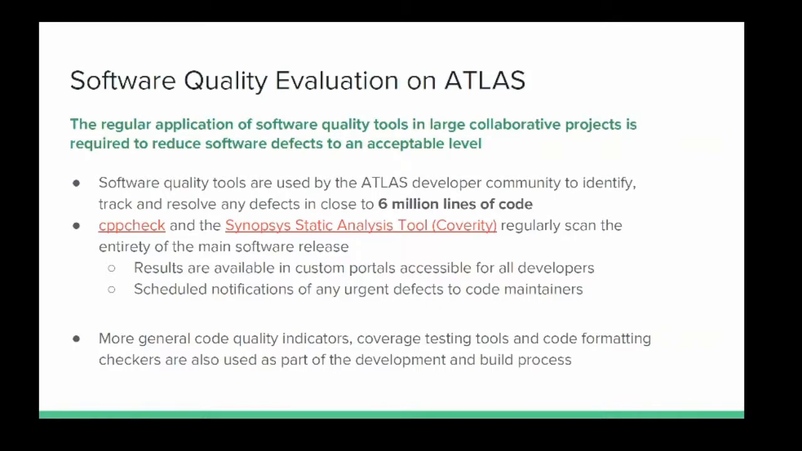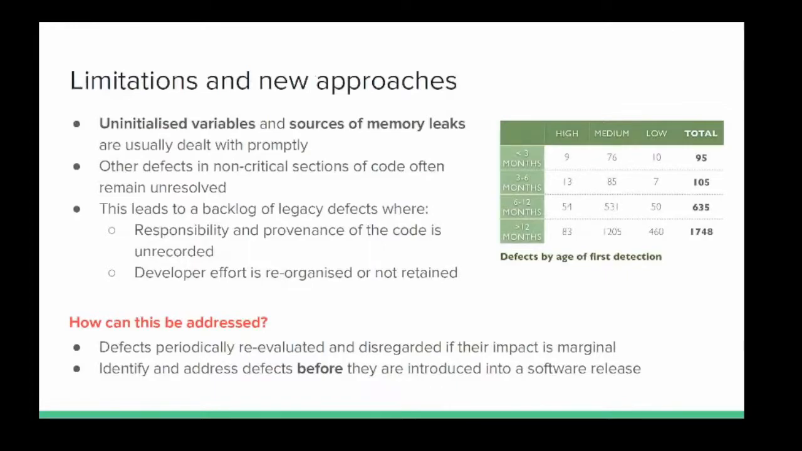These results then are made available through custom portals. For commercial tools, there's a Connect interface that people can log into and then filter on for their defects and track their resolution. And we can also trigger scheduled notifications on any urgent defects to code maintainers to replace into the next release. From the developer viewpoint, there are more general code quality indicators, coverage testing tools such as GCOV, and code formatting checkers such as Uncrustify, that are used as part of the development and build process. And these are pretty good. The defect identification works, and uninitialized variables and sources of memory leaks are generally dealt with promptly.